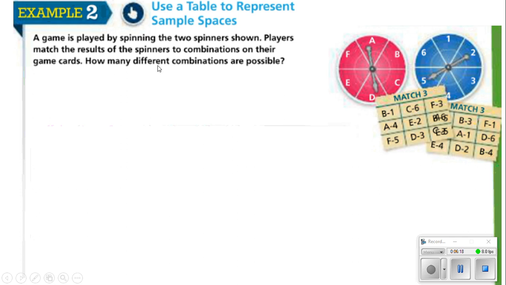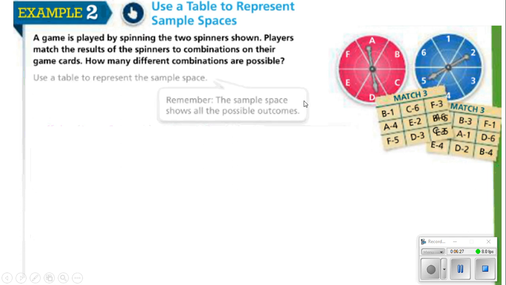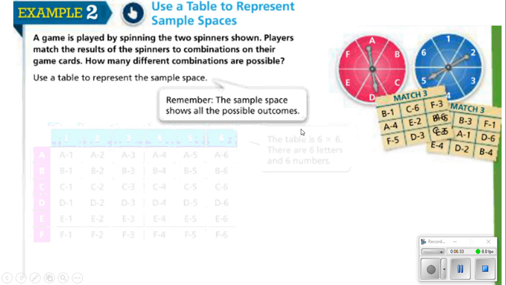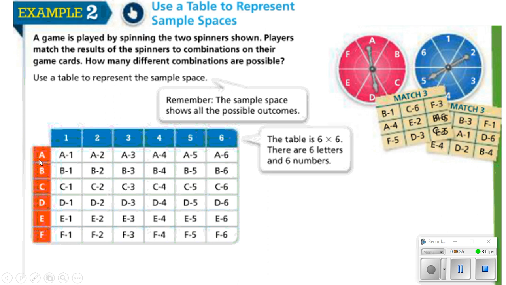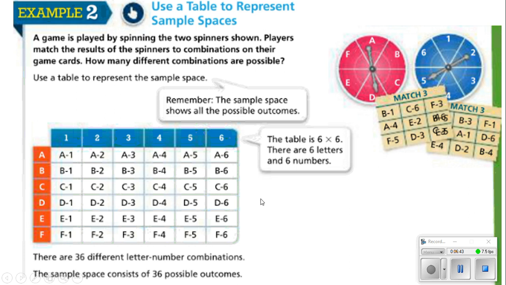All right. So how many different combinations are possible? How many do we have here? 1, 2, 3, 4, 5, 6. And how many do we have here? 6. Well, you might have guessed it. Use a table to represent the sample space. Remember, the sample space shows all the possible outcomes. This is going to be 6 possible letters combined with 6 possible numbers. That's 6 times 6, and that's going to give us 36 possible outcomes.